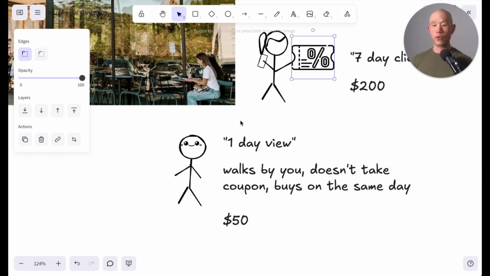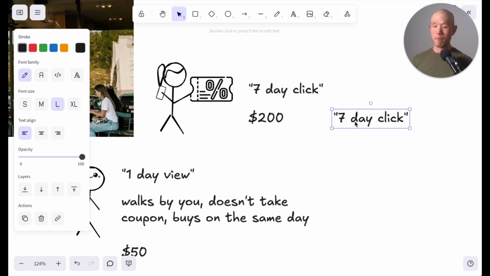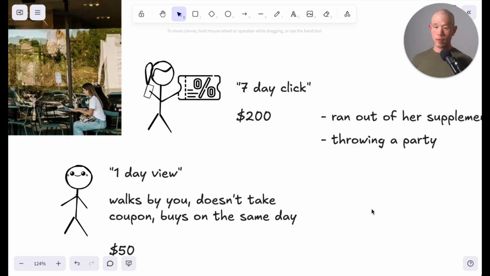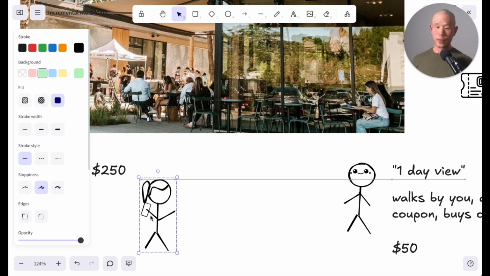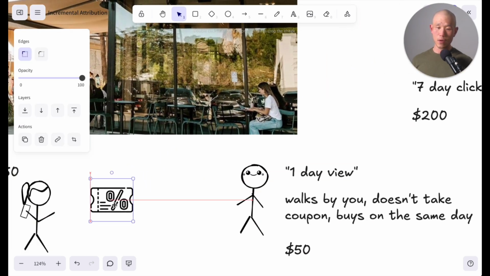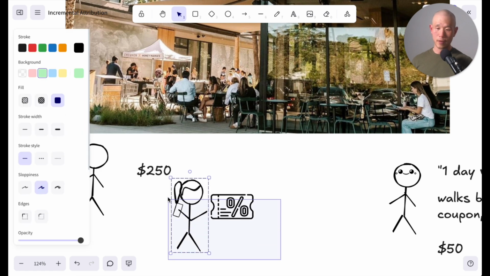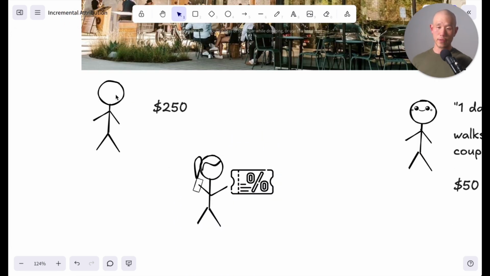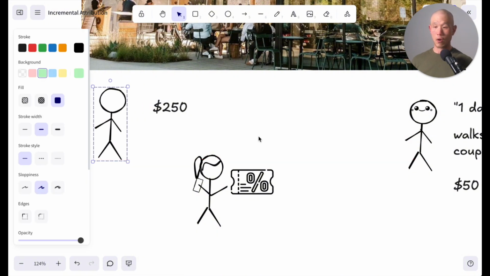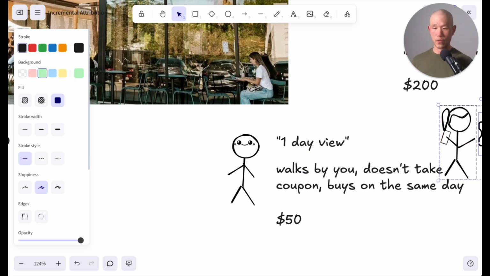There's a lot of other reasons why she might have bought. Maybe she came back to buy when she did because, let's say, she ran out of her supplements. Maybe she came back to buy because she's throwing a party. So even though there was an interaction between both of you, and even though she used the coupon, it doesn't necessarily mean that you deserved the credit for the purchase. There are other reasons that she may have spent the $200 that she spent.